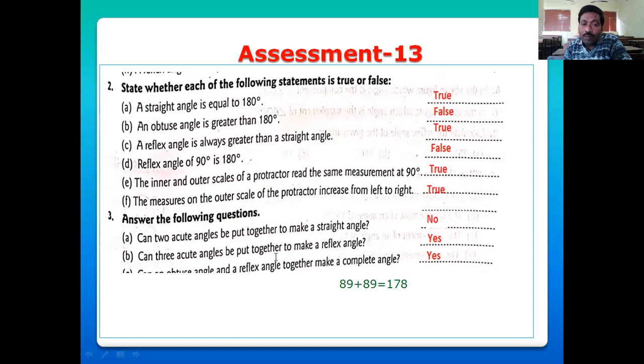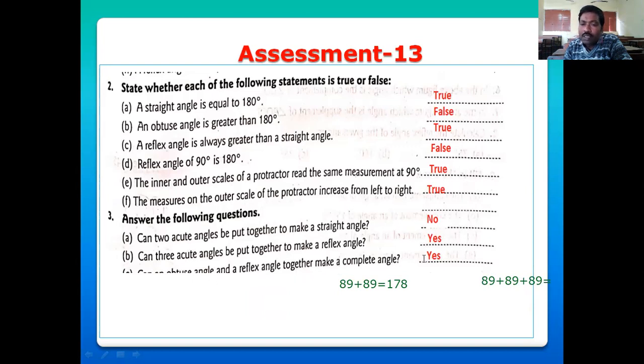Can three acute angles be put together to make a reflex angle? Yes, it can make a reflex angle. 89 plus 89 plus 89. We will find that the sum of these three is greater than 180 degrees. So our answer will be yes. Can an obtuse angle and a reflex angle together make a complete angle? Yes, this makes the complete angle.